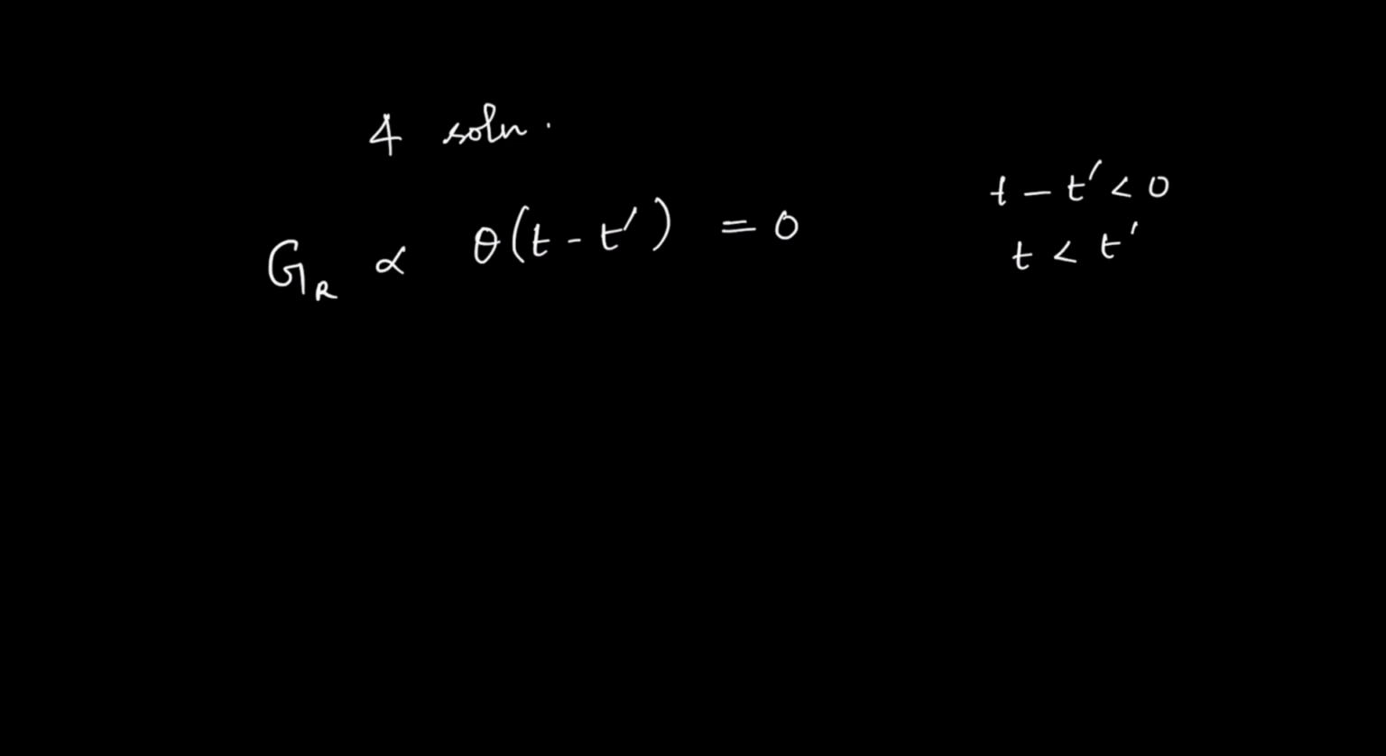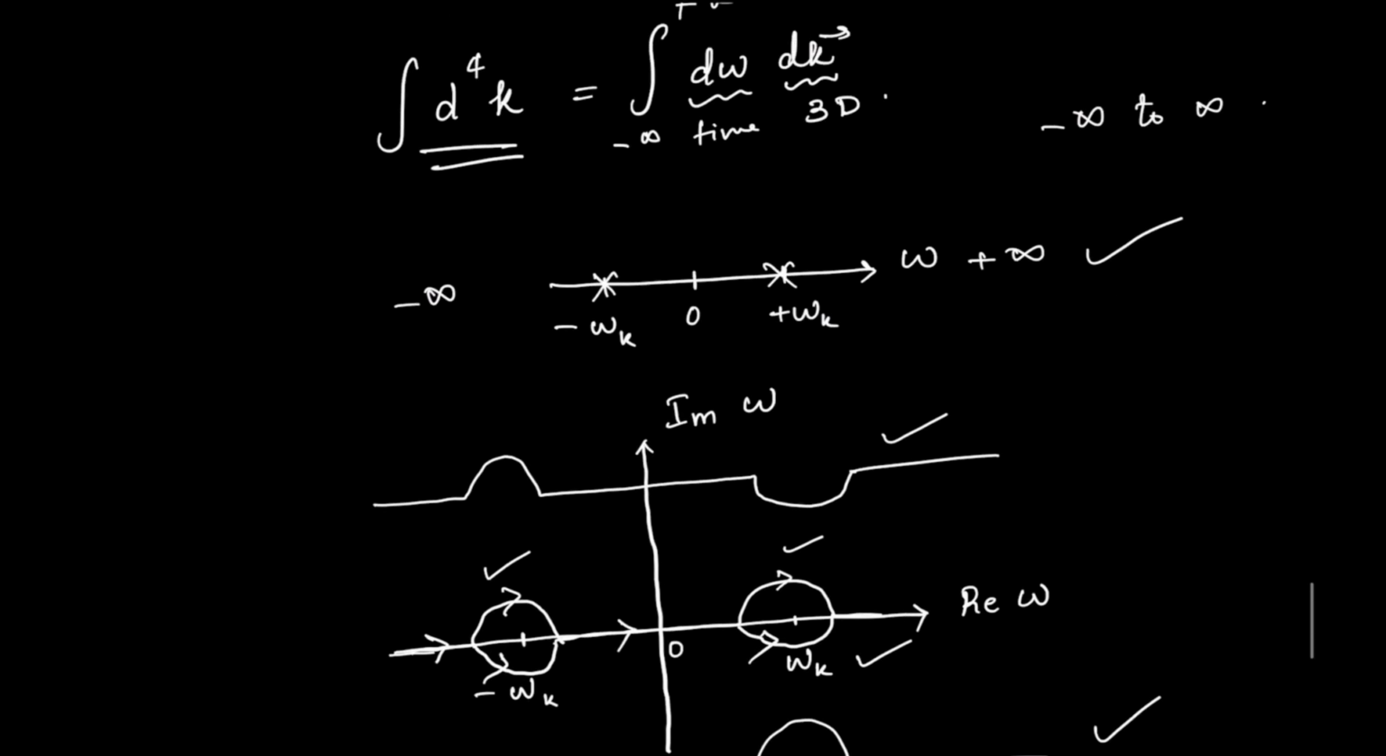If you remember, we have defined the retarded function gr as proportional to theta of t minus t prime. Which means this function will be equal to 0 if t minus t prime is less than 0, which means t less than t prime. So if t is less than t prime, then gr will be 0. So how do we achieve that by going around the poles? That is the question.